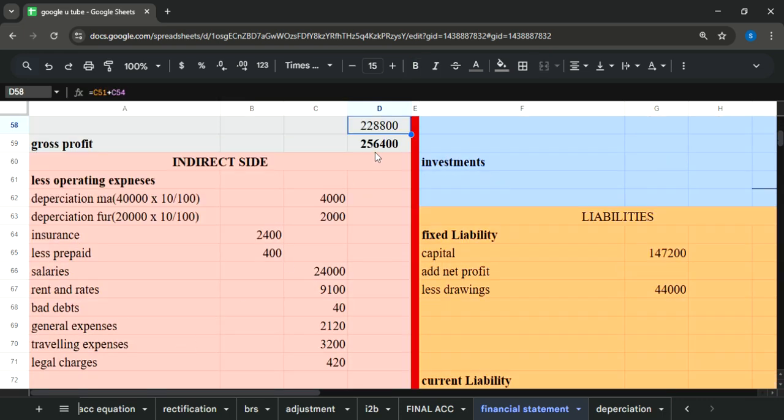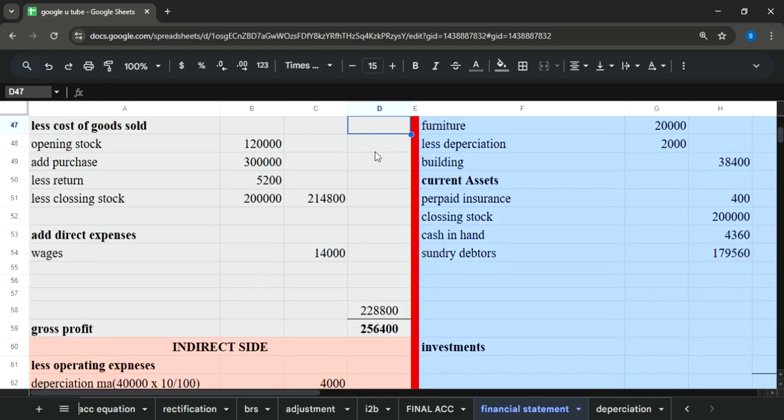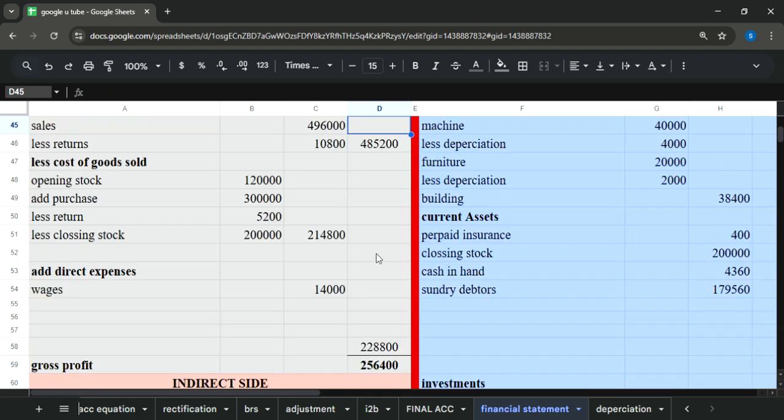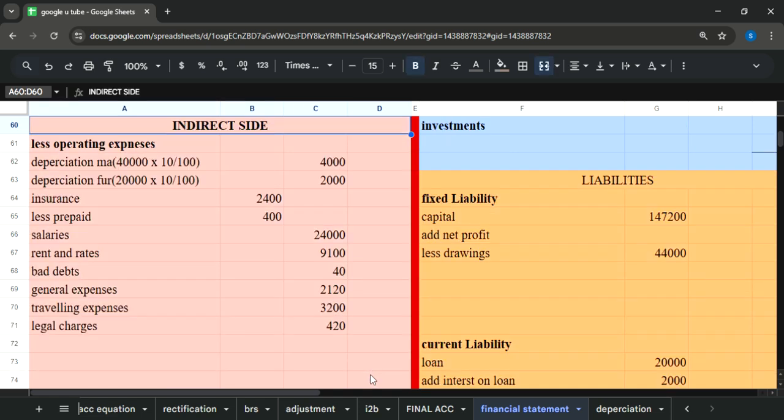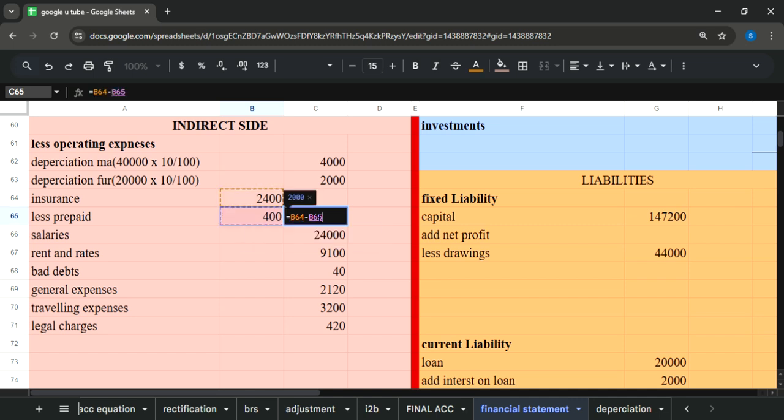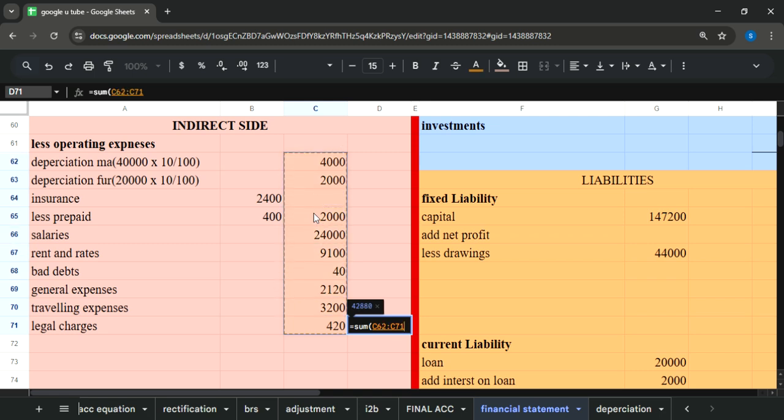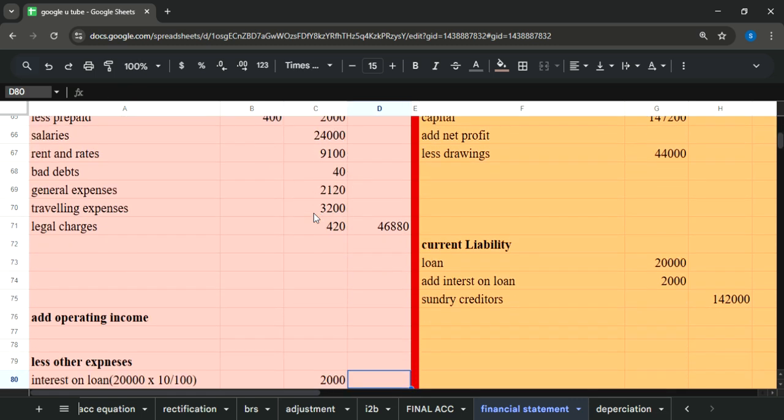and we have 256,400, but we have done simply sales minus cost of goods sold. We have got our gross profit. Now we will start calculation regarding operating expenses. Insurance less prepaid, no other adjustment is present, so we can take the sum of operating expenses from 420 to 4000. Operating expenses, okay. There is no operating income, so we may write 0.